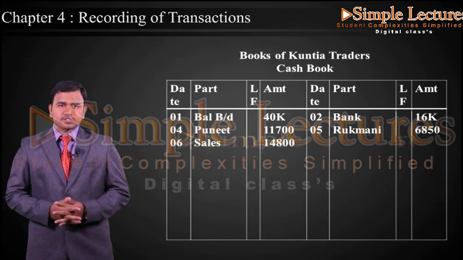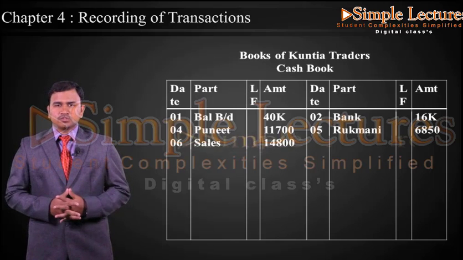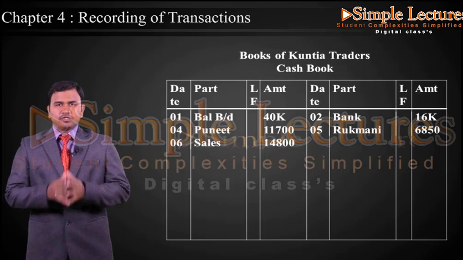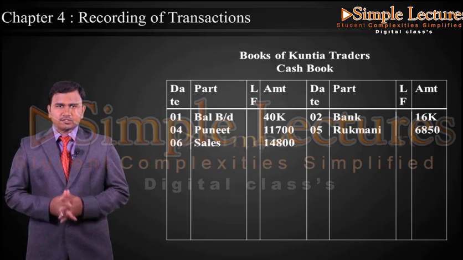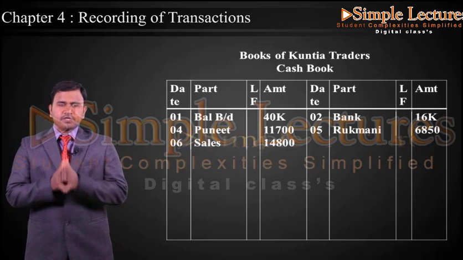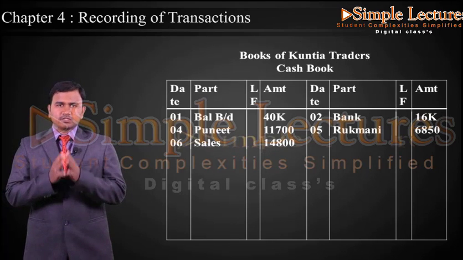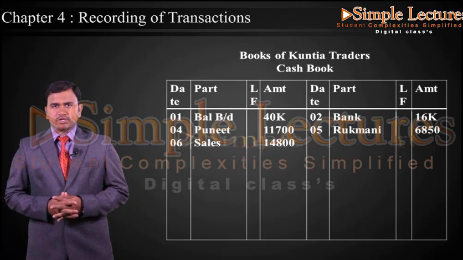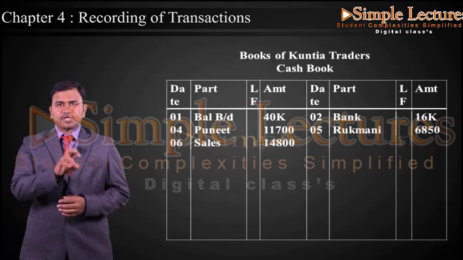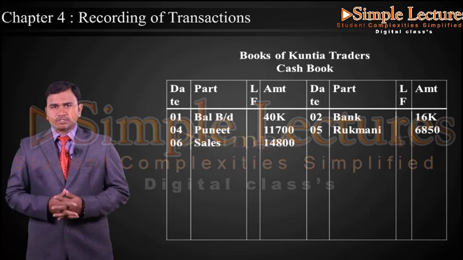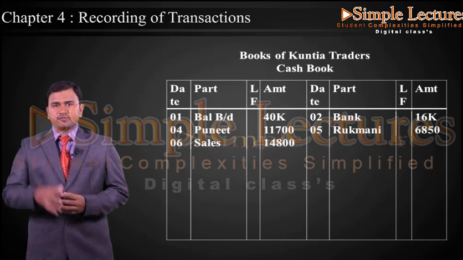Next transaction we have on September 6th. The transaction here is sold goods to Sudhir for cash 14,800. When goods are sold for cash, the entry will be considered as sales, but when a particular trader's name is given and the entry is not in cash, we are not going to consider it as sales, it will be recorded in the name of the trader.